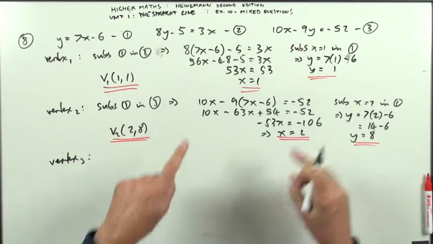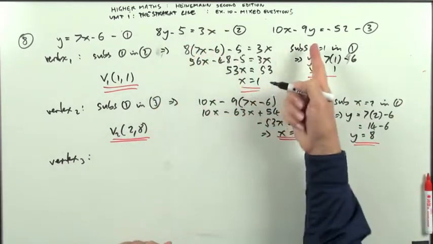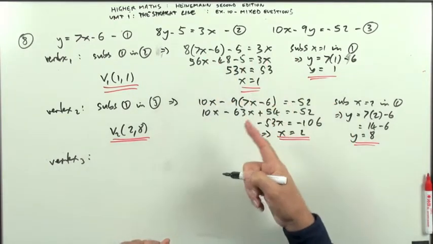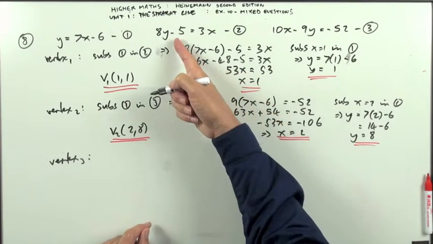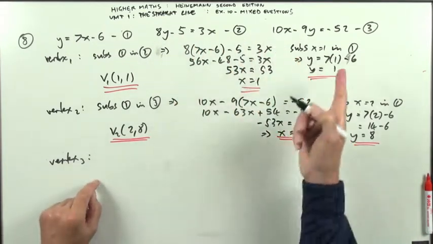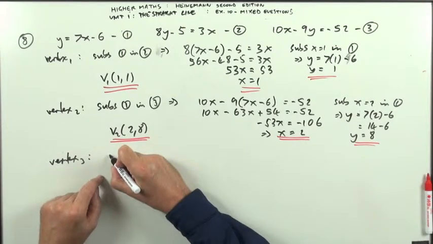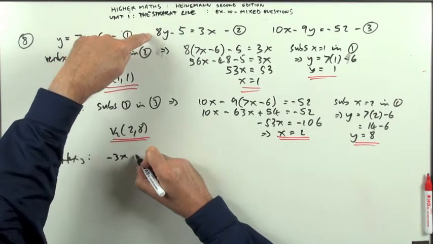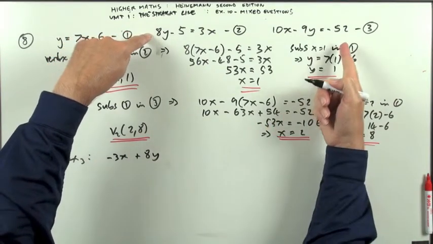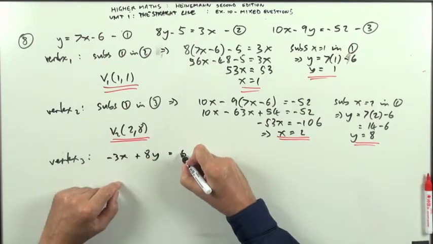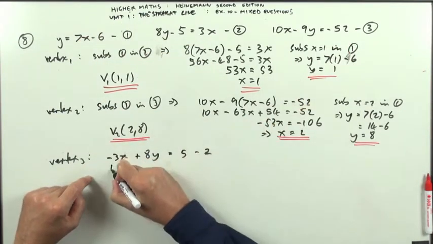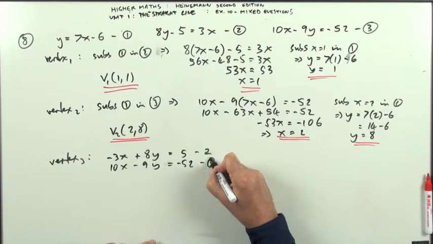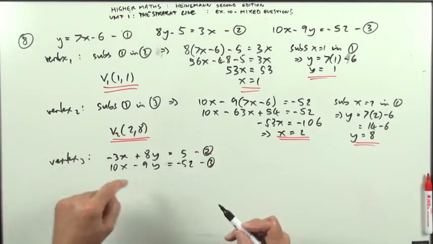Then vertex 3, I'll have to use 2 and 3. Now, none of them is suitable for substitution, so it'll have to be elimination. They're not quite right for elimination because they're not in the right order. So I'll rearrange number 2 into the form of x and y equals a number, the same as the one over there. For number 2, I'll take the 3x over and make it negative 3x plus 8y, and take the 5 over, equals 5. I'll call that 2, and then leave that one alone: 10x minus 9y equals negative 52. And that's number 3.